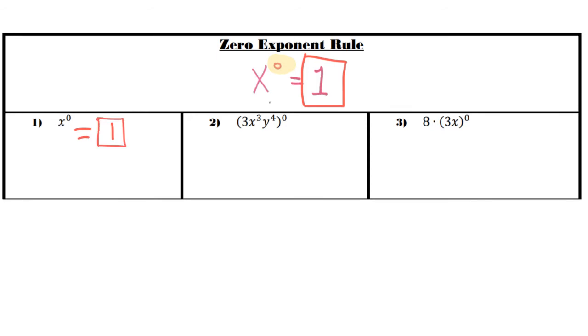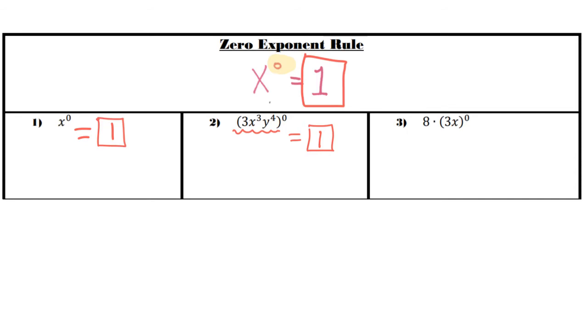We can expand that topic to example 2, where we have the quantity 3x to the 3rd, y to the 4th, but notice that is all being raised to the 0 power. So the same idea applies where our answer is just 1. So no matter how simple or how complex the problem is, if your quantity is raised to the 0 power, it will result in an answer of 1.